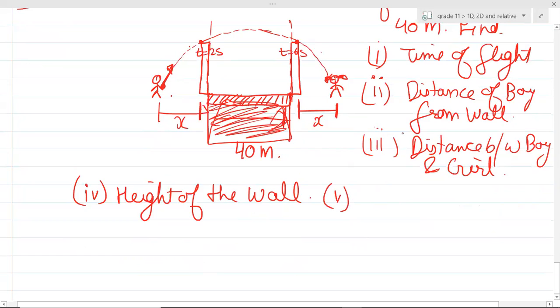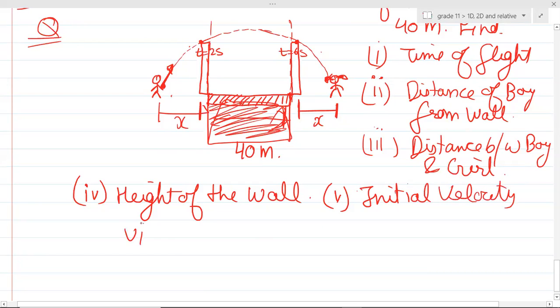I am telling you all this. So the data is this 40. Plus 2x is the range. This question was asked in JEE Mains. So 40 plus 2x is the range. 2x plus 40 is the range. Yeah, I said that, sir. Okay. So height of the wall. Fifth is initial velocity. Sixth is angle of projection.